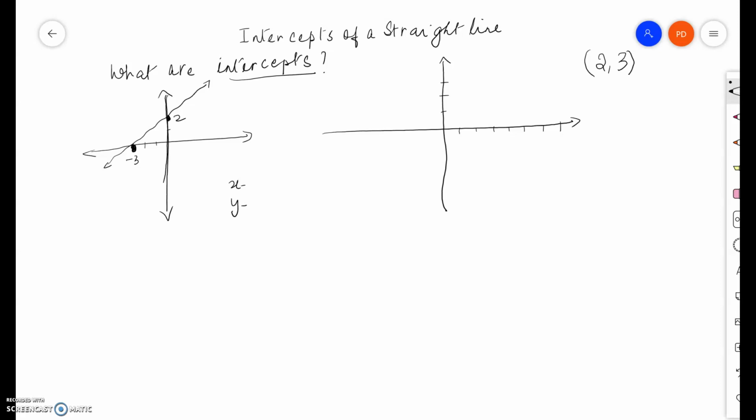So what are intercepts of a straight line? So we sketch a straight line, and the intercepts are the points where the graph of the straight line crosses the x-axis and crosses the y-axis. The point where the graph crosses the x-axis is called the x-intercept, and the point where the graph crosses the y-axis is called the y-intercept.